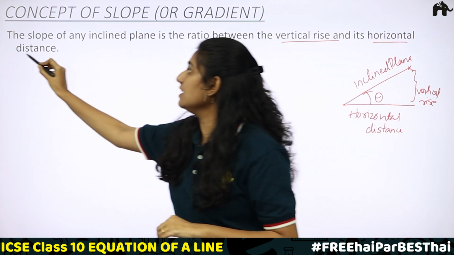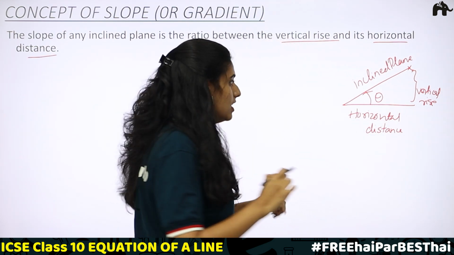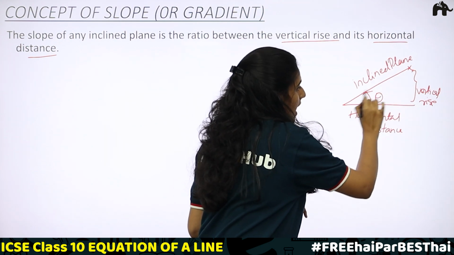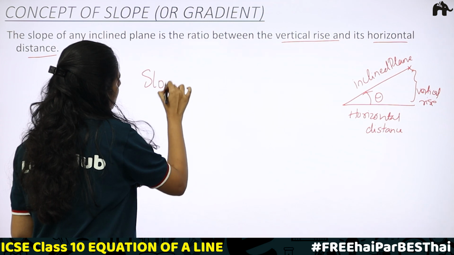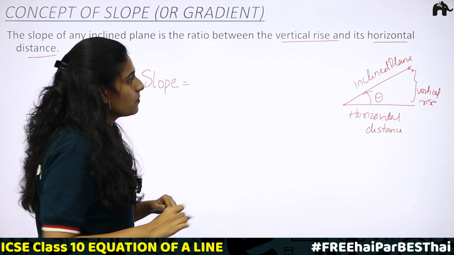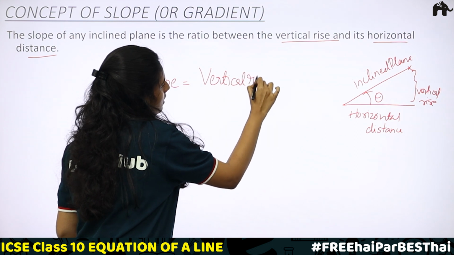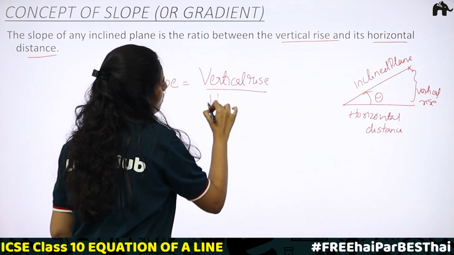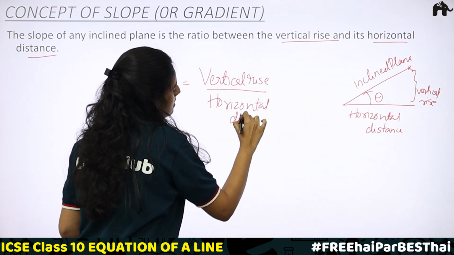Now, to understand slope: the slope of any inclined plane is the ratio between the vertical rise and the horizontal distance. So for this angle theta, we take slope is equal to vertical rise divided by horizontal distance.